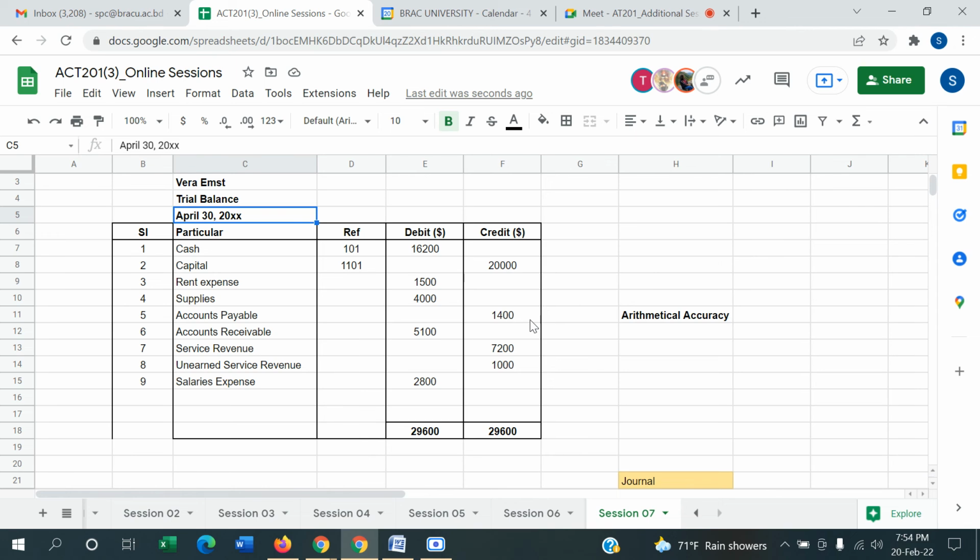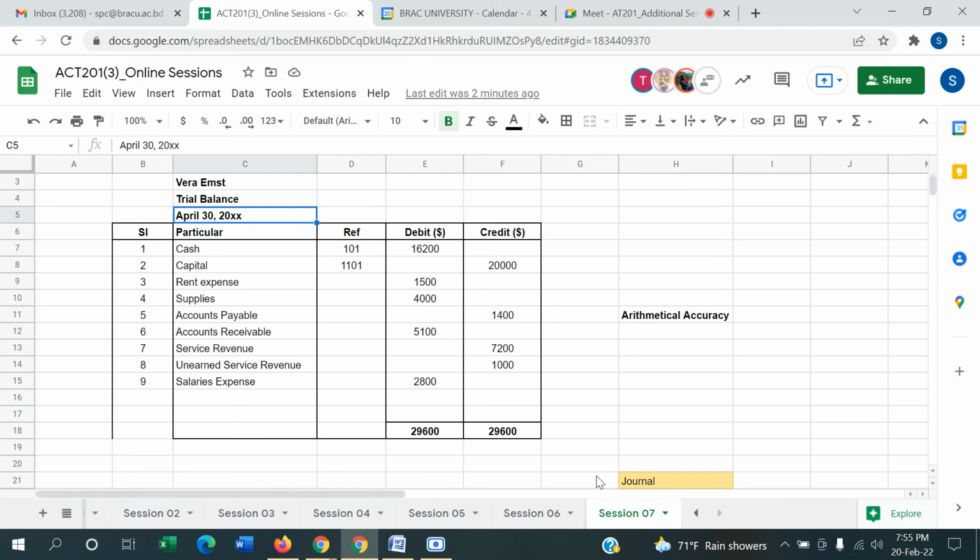What might be the benefits of preparing a trial balance? Do you have any idea? What might be the benefits of preparing a trial balance? Sir, can I answer? Yeah, sure, please. Sir, it helps us see whether the debit and credit sides are equal or not. Excellent. Because if it's not equal, then there's some kind of calculation mistake, or we did not record some important information.